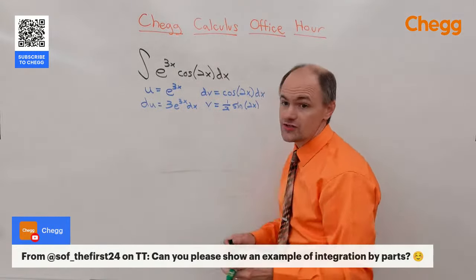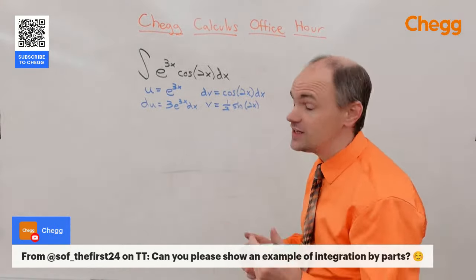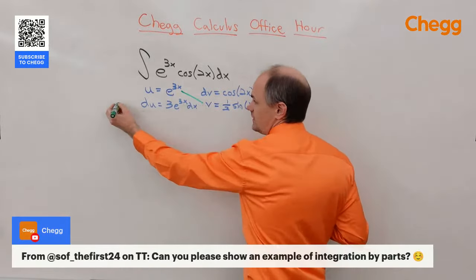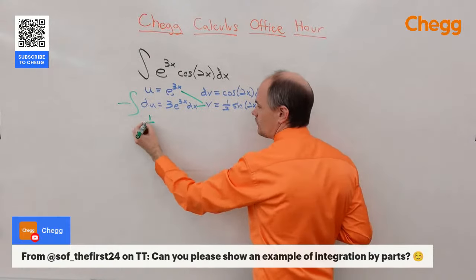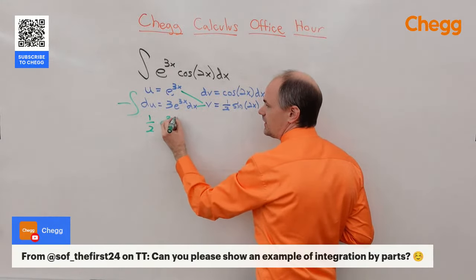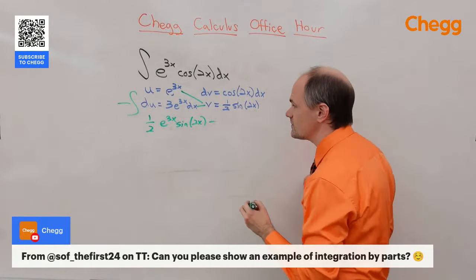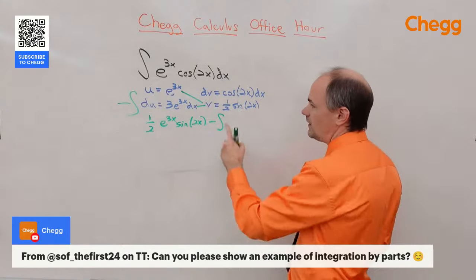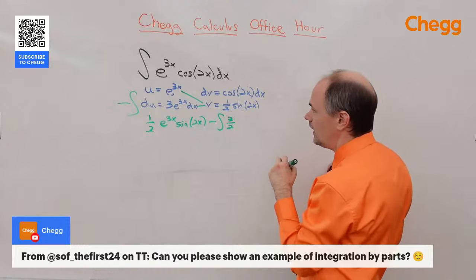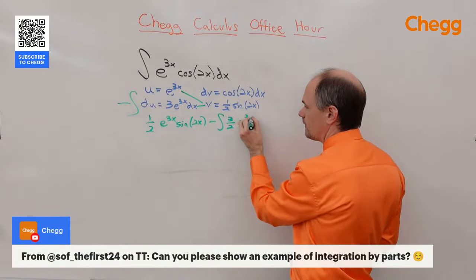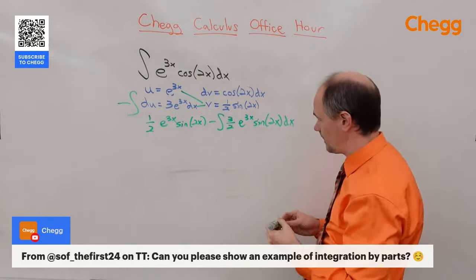And our integration by parts, the ultraviolet voodoo, or the una vaca vestido de uniforme, if you speak Spanish, u times v minus the integral of v du. So u times v is going to be 1/2 e to the 3x sine of 2x. And then I'm going to subtract the integral of, that's going to be 3/2 e to the 3x sine of 2x dx.